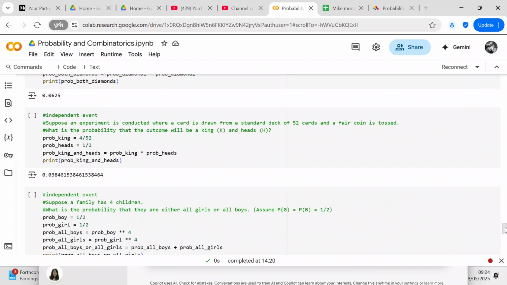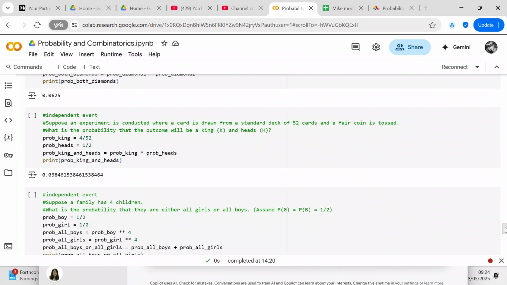The next question is an independent event with replacement. Suppose an experiment is conducted where a card is drawn from a standard deck of 52 cards and a fair coin is tossed. What is the probability that the outcome will be a king and a heads?